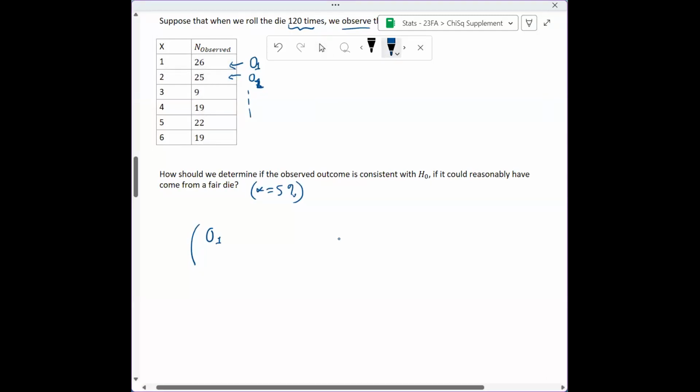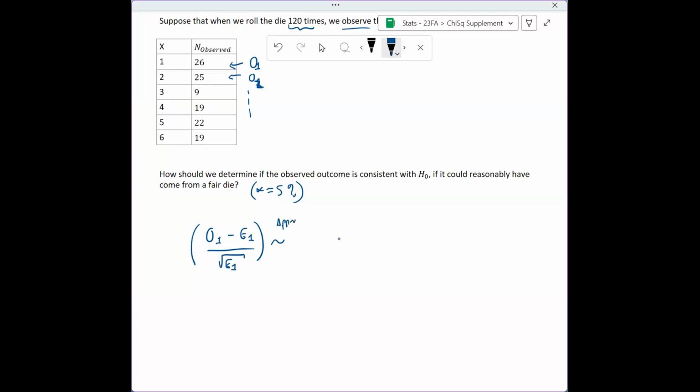And if I take, for instance, observed minus expected for, let's say, rolling 1, over the square root of expected 1, that seems like a strange thing to do. But the reason that we would do this is that this is approximately, there are some approximations that go into this, but this is approximately normal. So I can construct a random variable based on these observeds that's approximately normal.